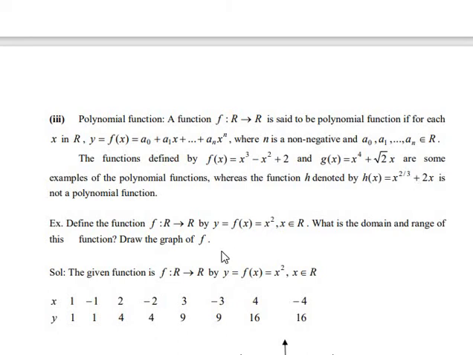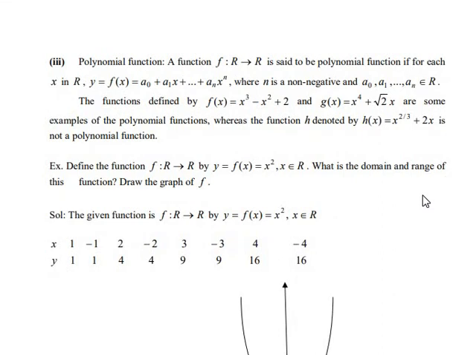Now see, here I have given three examples: f of x, g of x and h of x. Now I have said that f of x and g of x are polynomials, but h of x is not a polynomial. Why? Because of the power of x. For a polynomial, the power of x must be a what? The power of x may not be a fraction. So this is a fraction, that's why h of x is not a polynomial.